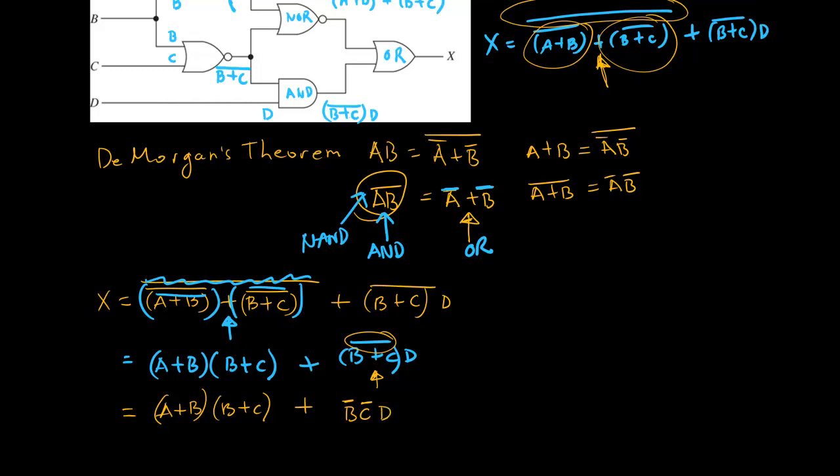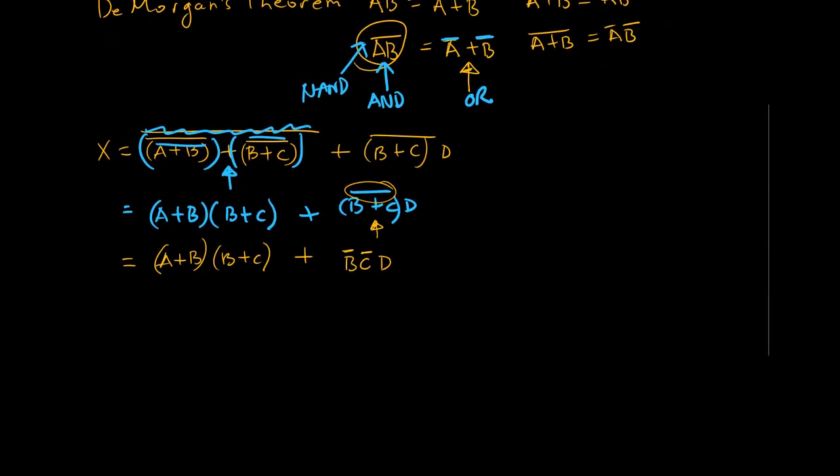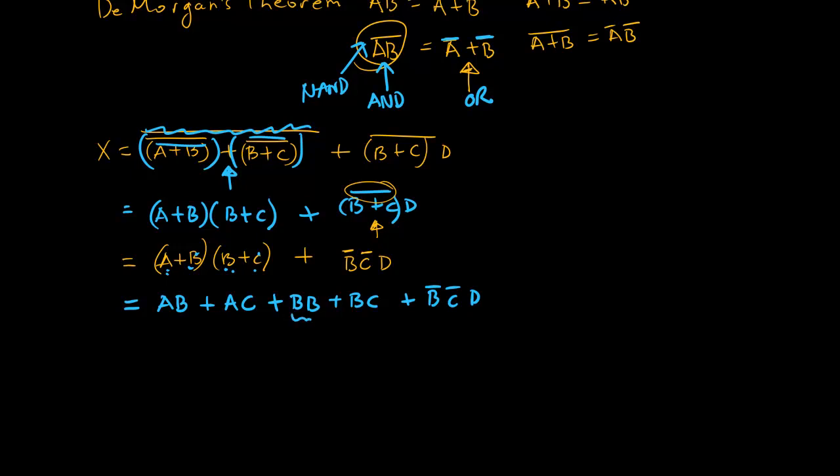The next step in the simplification is for me to multiply through these brackets. I'll end up with AB, so this times this, then this times this, so I'll get AC or BB, and then finally BC or B bar C bar D. Right away I can see that B ANDed with B becomes B.